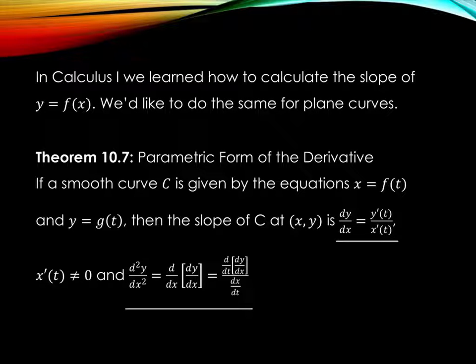And the first one is just as you would expect it. If you have a smooth curve C, given by the equations x is f of t and y is g of t, then the slope of C at (x, y) is dy/dx. dy/dx is the derivative y prime of t over the derivative x prime of t. And that's fabulous, just like we would expect. Second derivatives are a little bit messier.